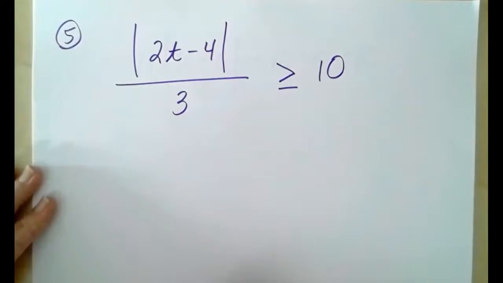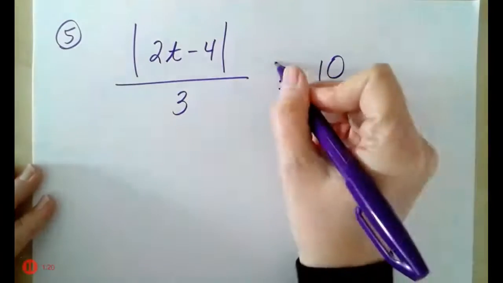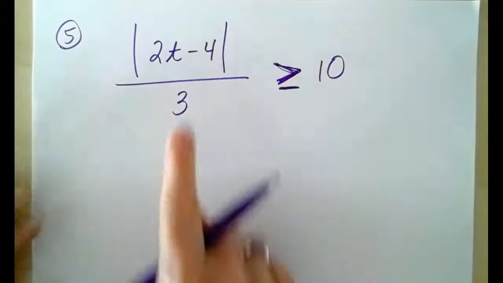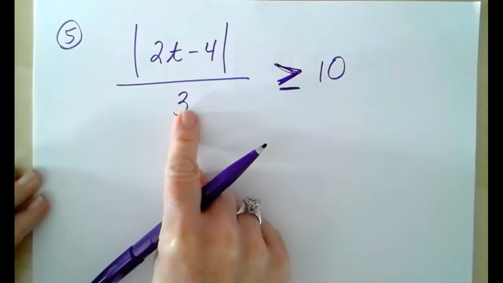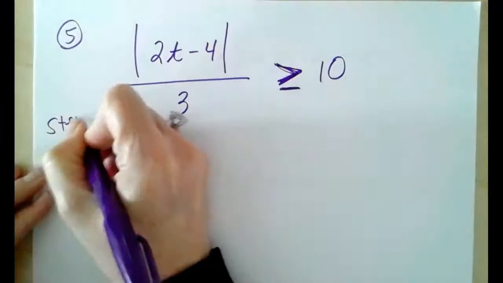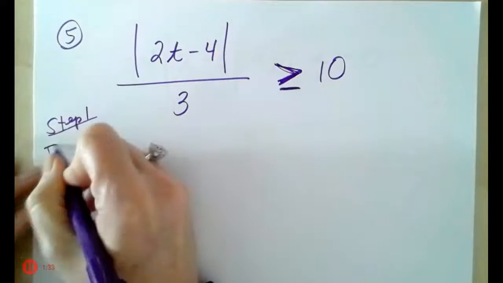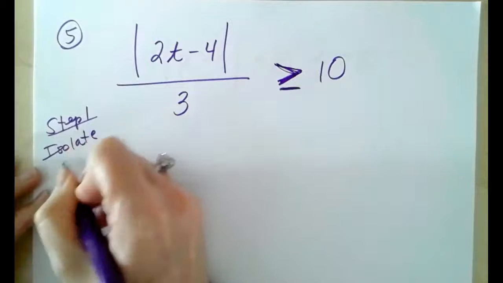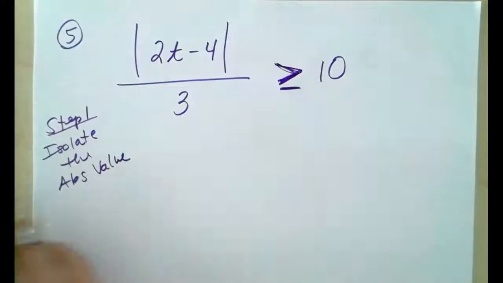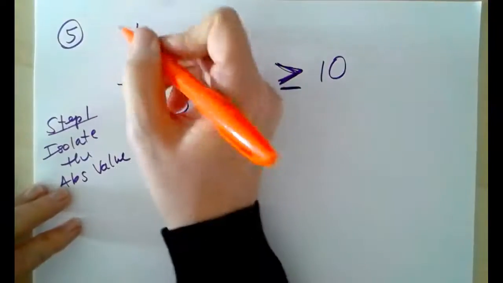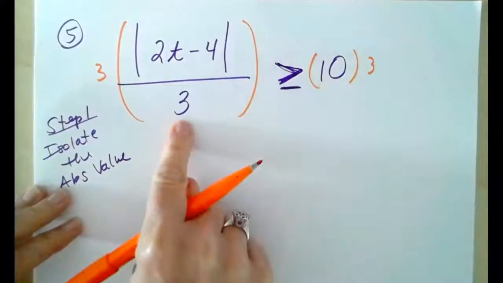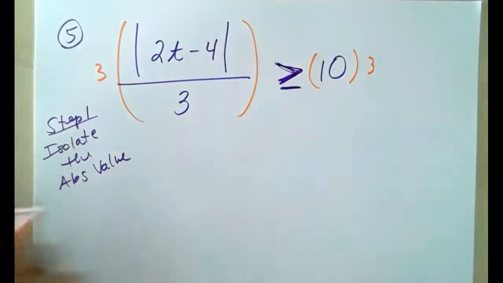This is another compound inequality, and this is a greater than sign for this absolute value inequality. And we need to do step 1, which is, of course, to isolate the absolute value. So if we want to isolate the absolute value, we need to multiply both sides by 3 because we need to undo the divided by 3.